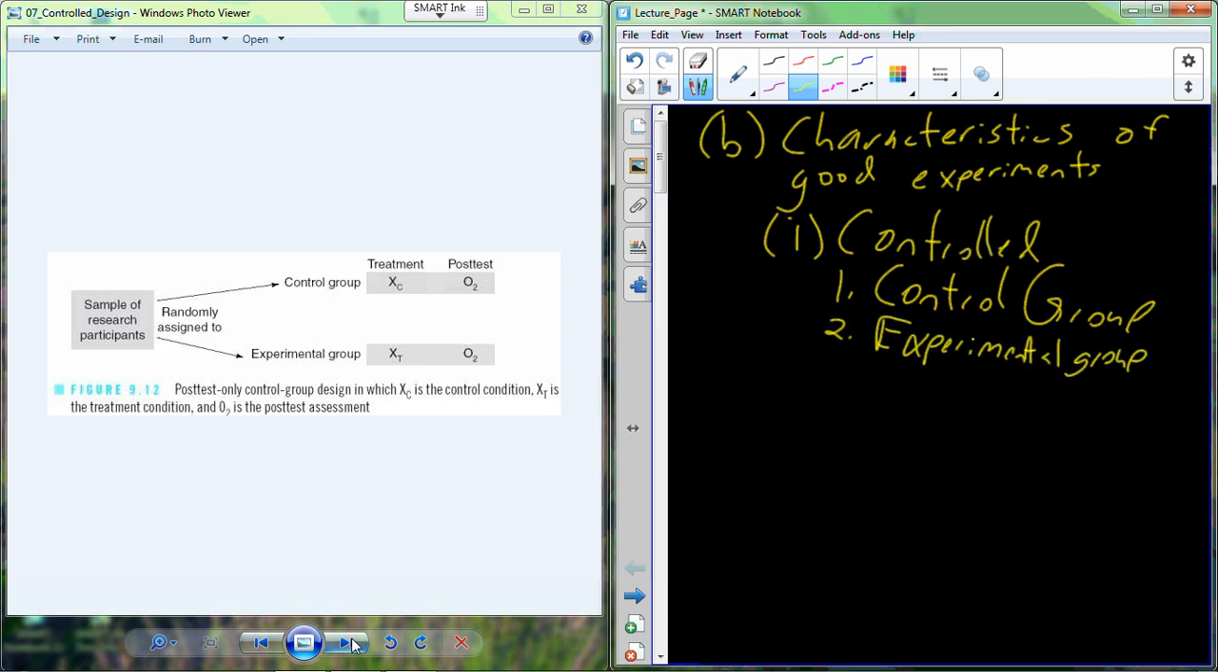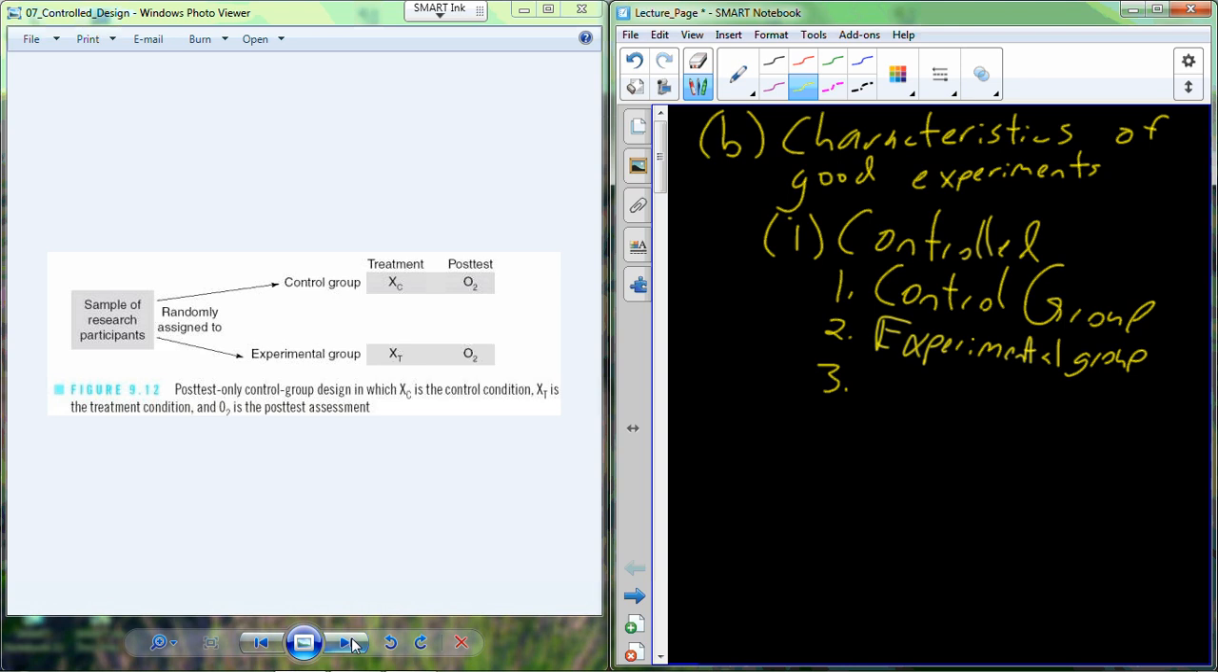So a controlled experiment is going to have a control group and an experimental group that are going to be compared. What happens in the control group is compared to what happens in the experimental group. If there's a difference, then we have something that's interesting going on. If there's not a difference, then perhaps that new drug doesn't really do anything special.